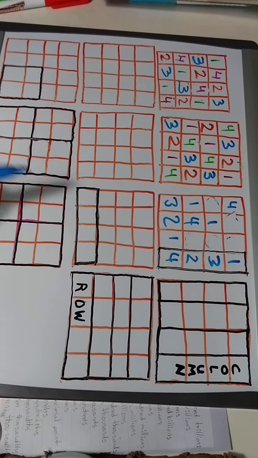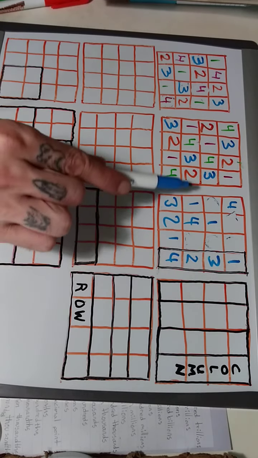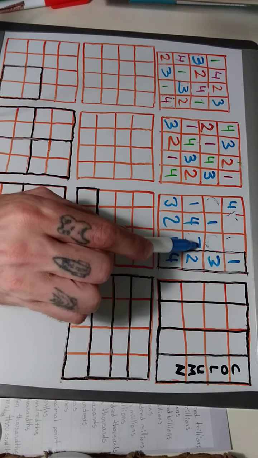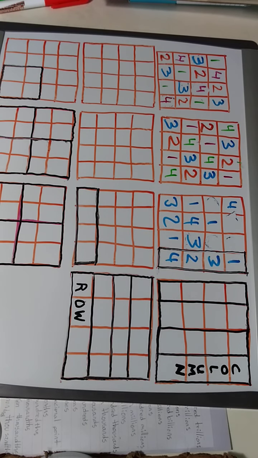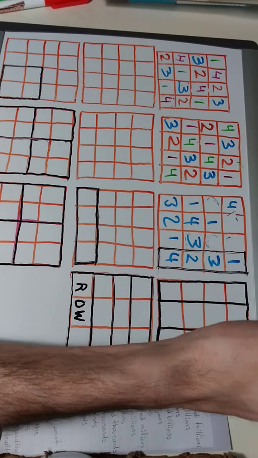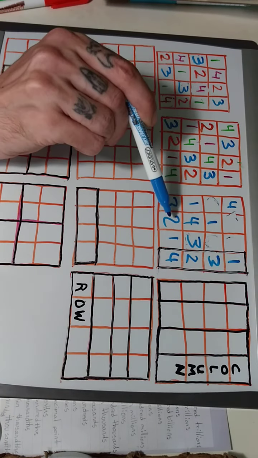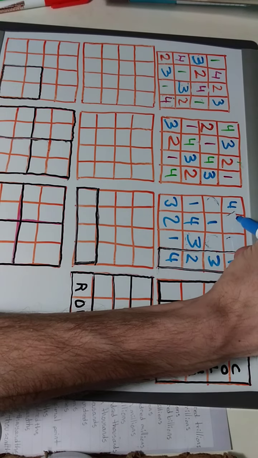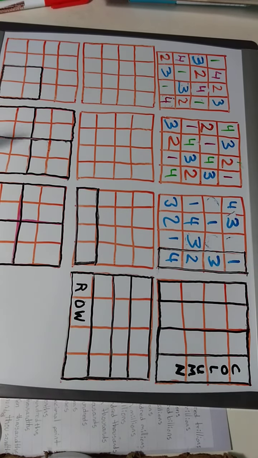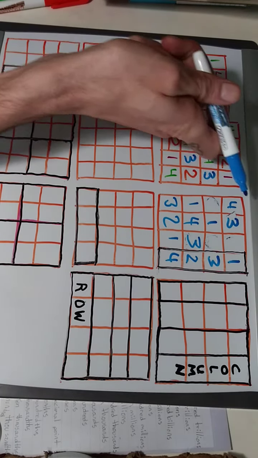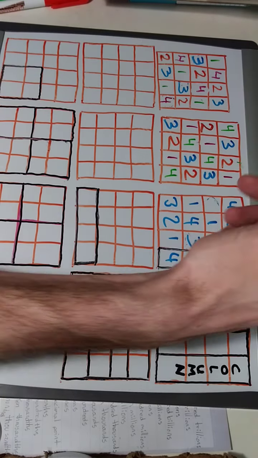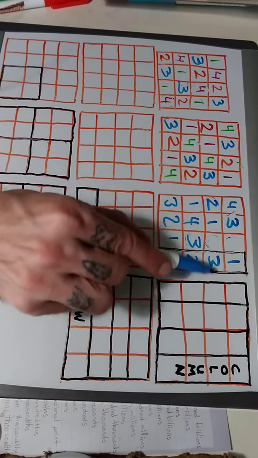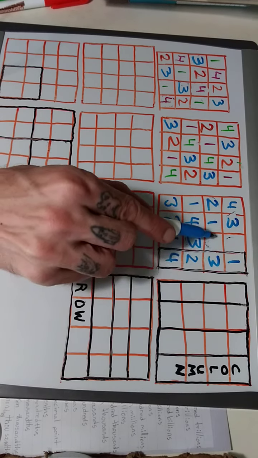So here I would start, okay, this row here is missing only one number, so that has to be a 3. And then in this column here, I see I'm missing only one number, so that's got to be a 3. And then in this column I see I'm missing only one number, so that's got to be a 2. Then here in this row I'm missing only a 1, 2, 3, 4.